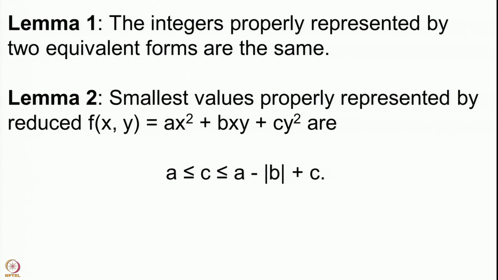The second statement that we had was the following. This is also very important. Here we start with our form being a reduced form. Remember, reduced form means that A is less than or equal to C, and further B is between minus A and A. So, in some sense this is the simplest one among the equivalence class of the form f. If you take all binary forms equivalent to a reduced form f, it will be the simplest in some sense because its coefficients are the smallest possible.